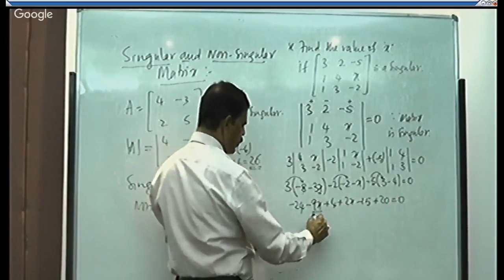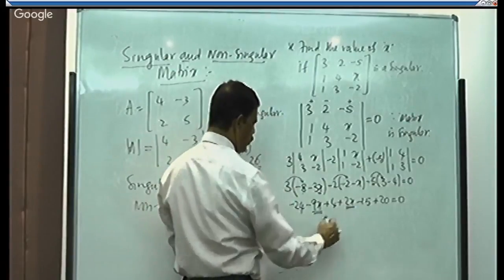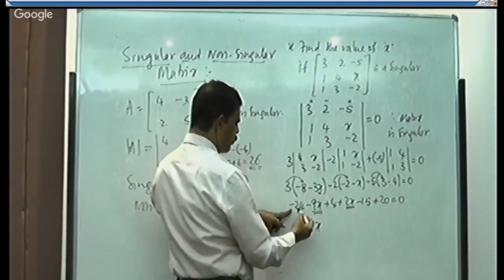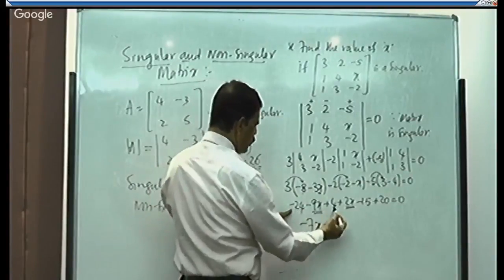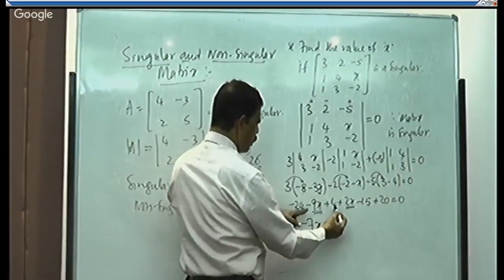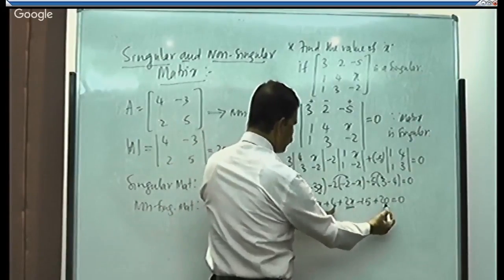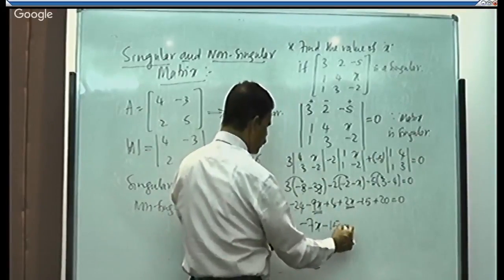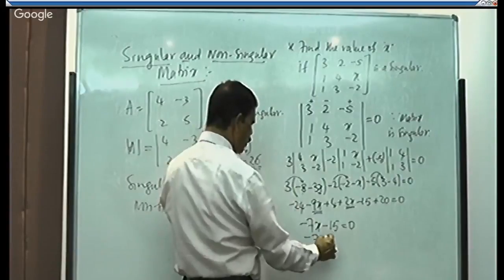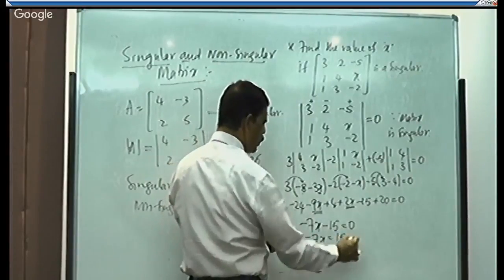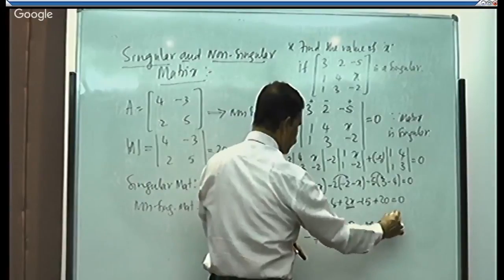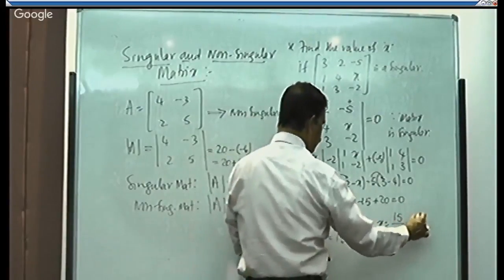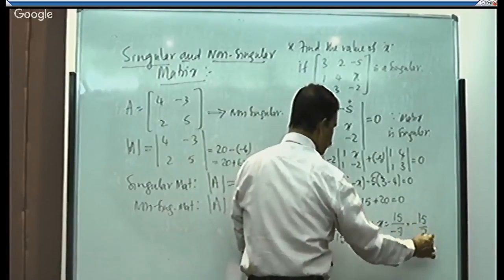Take the external simplification, minus 9x plus 2x, it is minus 7x. Positive numbers and negative numbers: minus 24 plus 4, how much? Minus 20. Minus 20 plus 20 cancels, remaining is minus 15. Minus 15 is equal to 0, or minus 7x is equal to plus 15, or x is equal to 15 divided by minus 7. Otherwise, you can write minus at the center because it is a negative number.